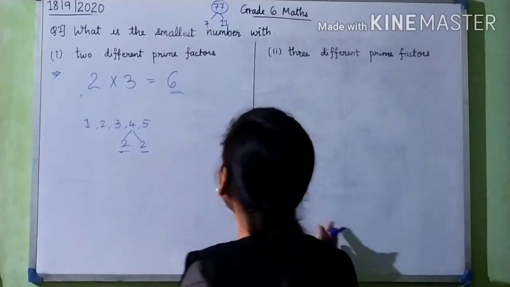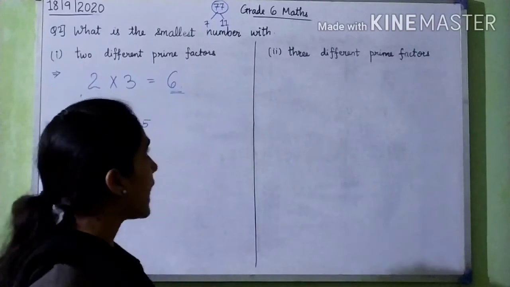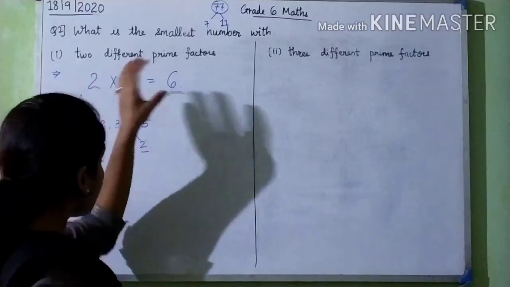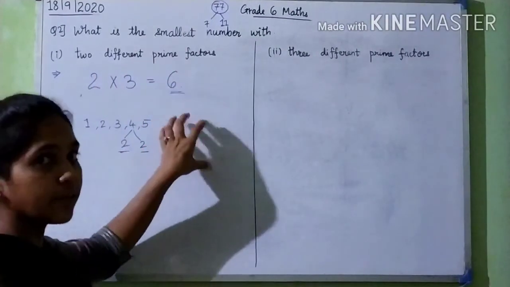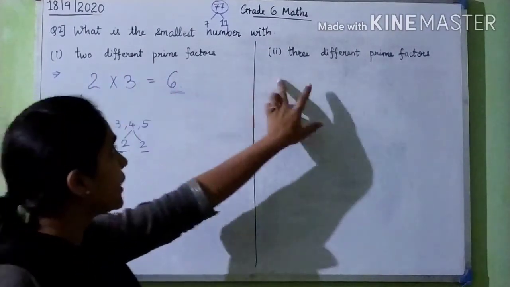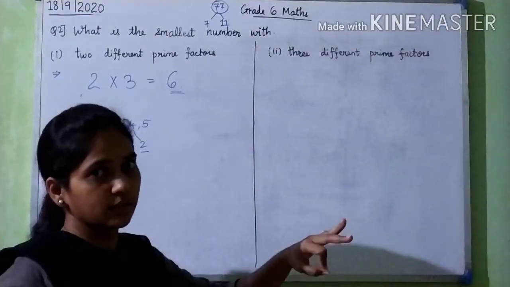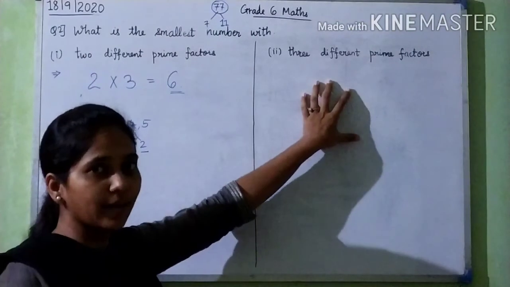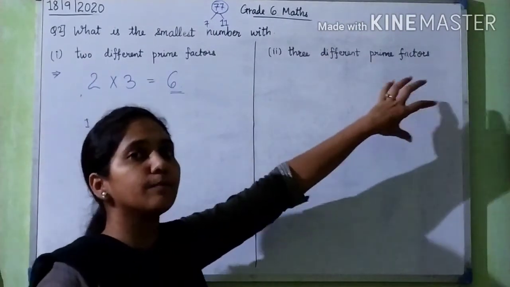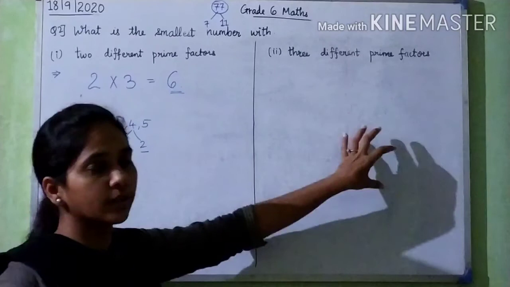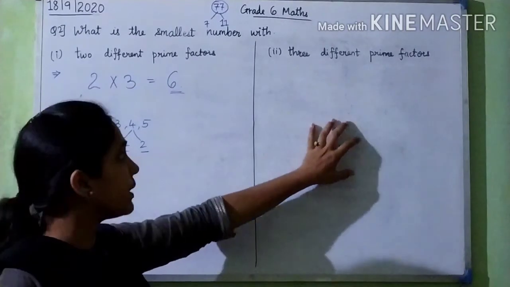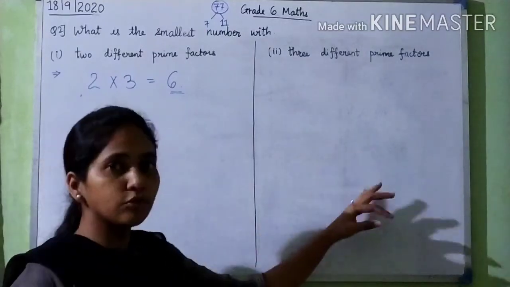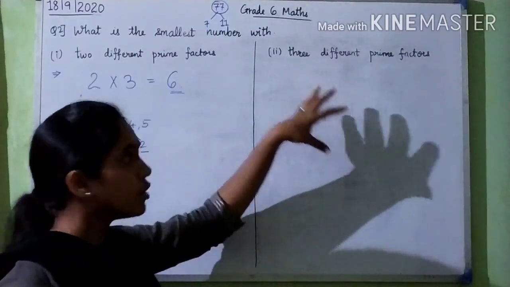Okay. Now the second part. Here they had asked us to write a number which was smallest and had 2 prime factors. Here we have to write 3 prime factors. Okay, there's only this difference between the two. Here we have to write 3 prime factors whose multiplication will give a number which is the smallest of all. Smallest of all means among all the numbers which have 3 prime factors, that number should be the smallest. So which number would it be?